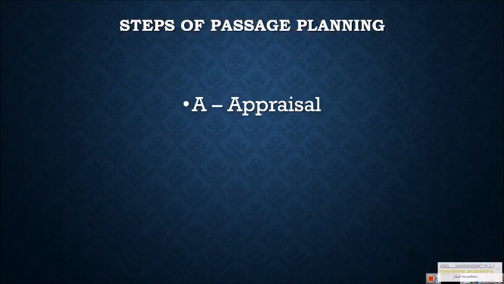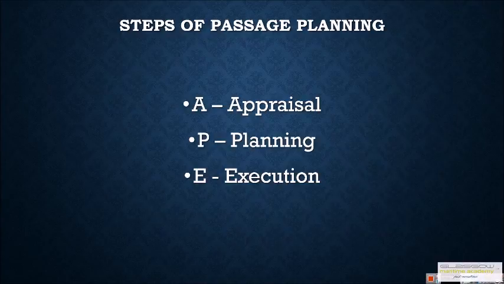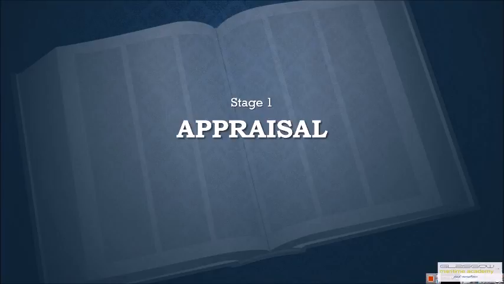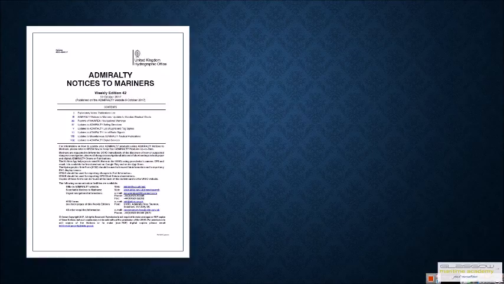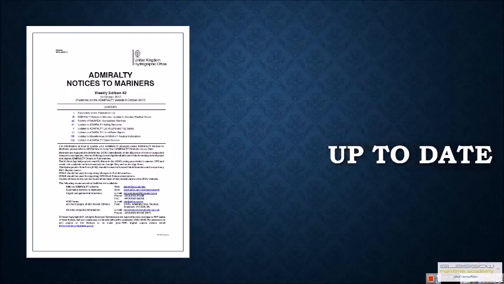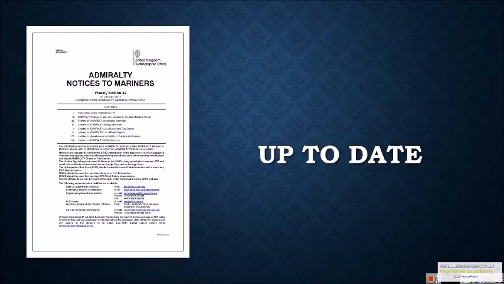The 4 stages of passage planning are appraisal, planning, execution, and monitoring. The appraisal stage is basically gathering information from various charts and publications. But the first step is to make sure that all those charts and publications are up to date using the latest Notices to Mariners.